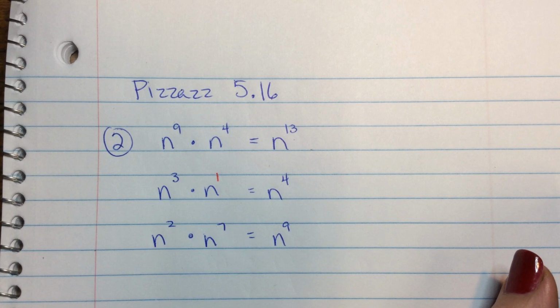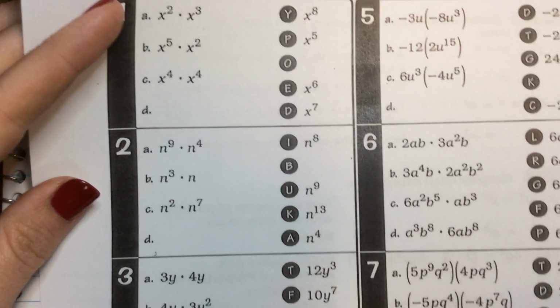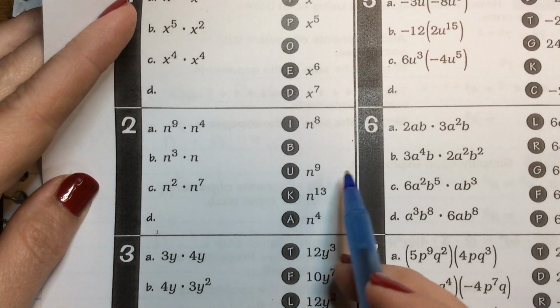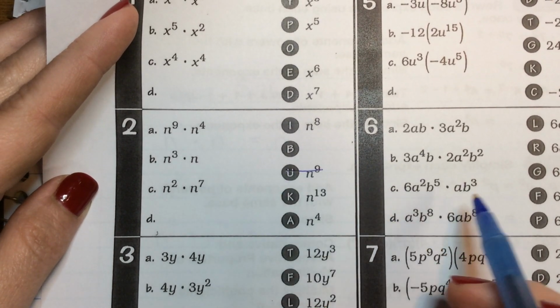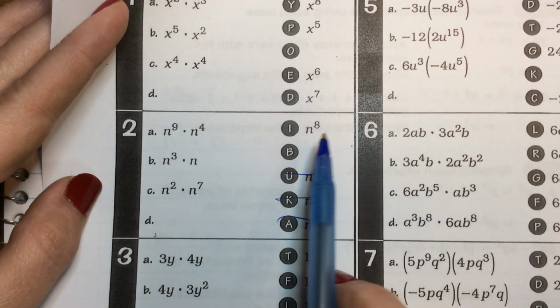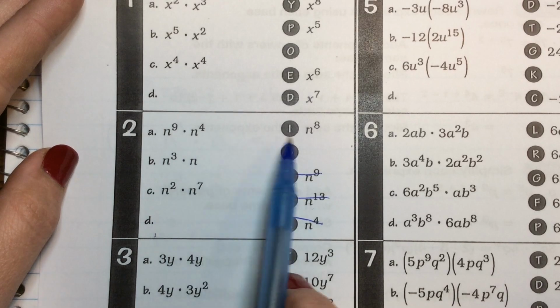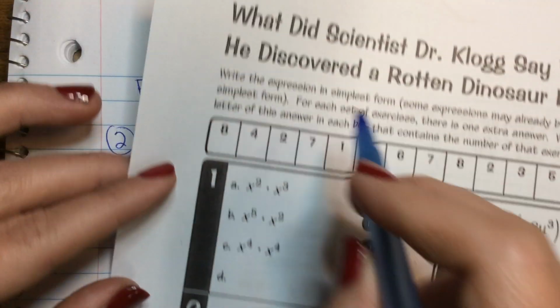Now when I look at the riddle, I mark off the ones that I use. So we used n to the 9th, n to the 13th, and n to the 4th. What we didn't use was n to the 8th. So number 2 is going to be I.